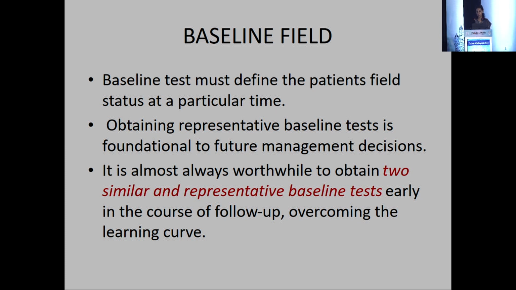It's always worthwhile to get two similar and representative baseline tests early in the course of the disease, apart from the learning curve. In order to get the best out of visual field testing, we must be aware of the various testing methods, strategies, and patterns available, which tests to be done, when and how.